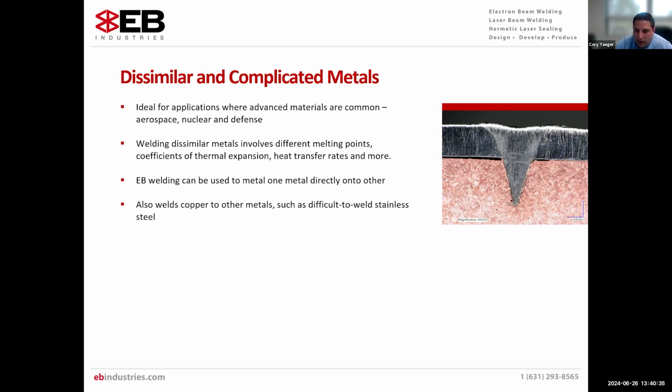Most types of welding require both of the dissimilar metals to melt in order to form the weld, but electron beam welding can be used to melt one metal directly onto the other if there's enough of a difference in melting points. EB welding can also be used to weld copper to other metals, such as stainless steel, which is difficult to weld due to its high thermal conductivity. The fast weld speed and high aspect ratio makes welding copper much more manageable than it would be with some other methods of welding. And you can see on this slide above, we have a cross-sectional view of a stainless steel through copper weld example to show you how successful that can be using EB welding.